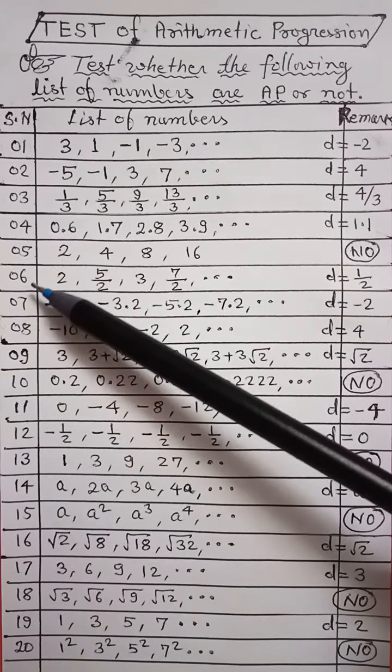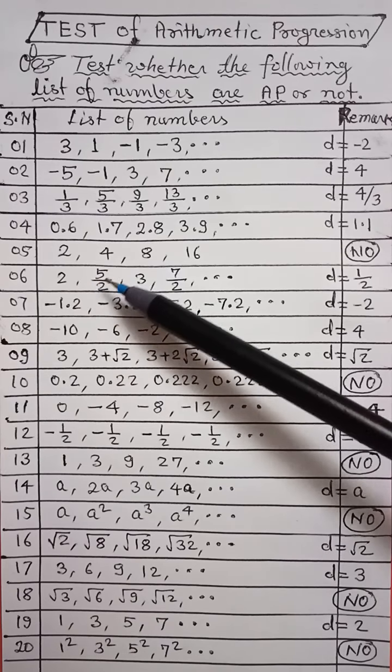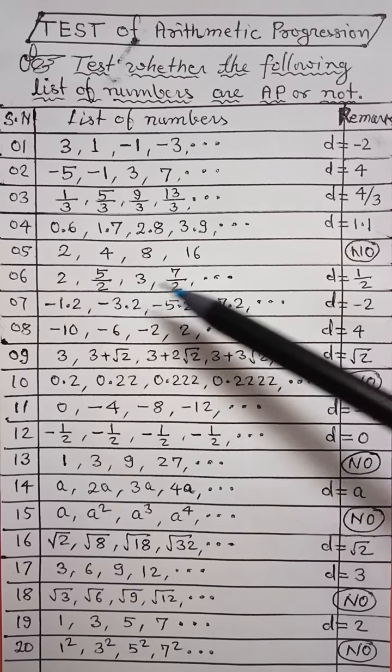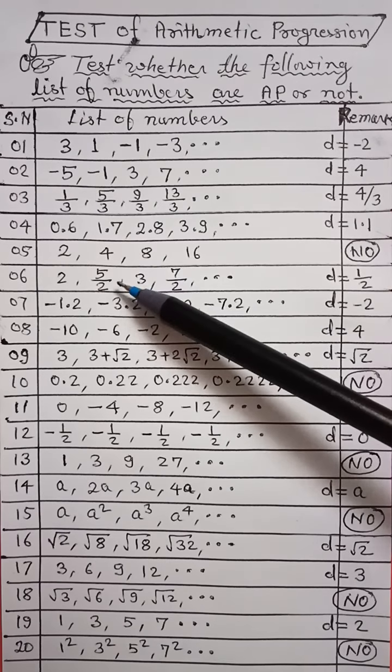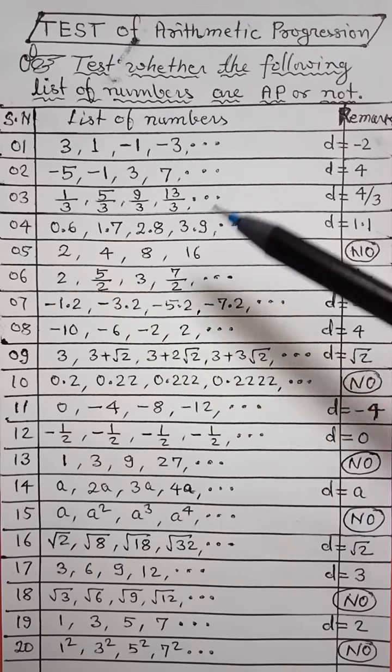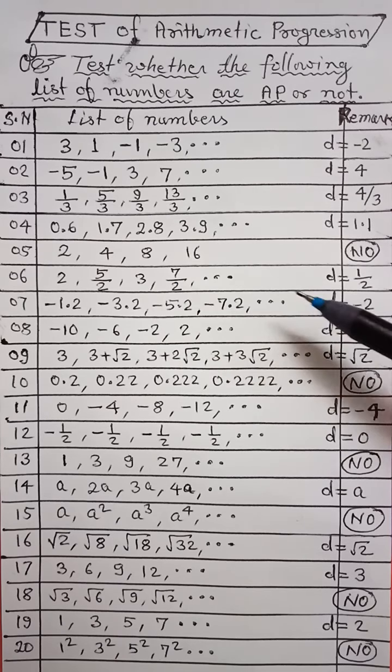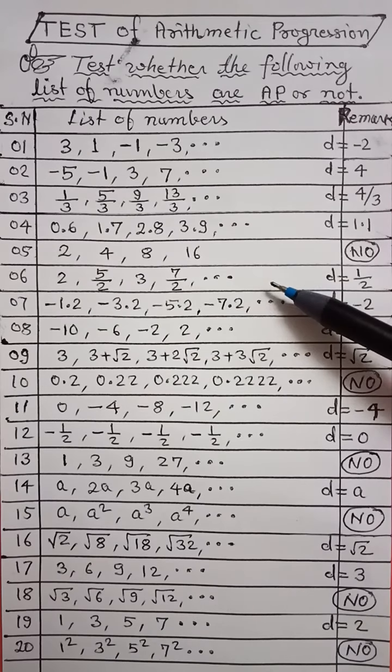Now let us look at example number 6. 5 by 2 minus 2, that is 1 by 2. 3 minus 5 by 2, that is 1 by 2. 7 by 2 minus 3, again 1 by 2. Therefore here common difference is 1 by 2, and therefore it is an example of arithmetic progression.